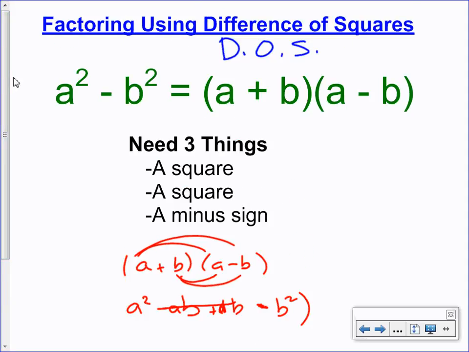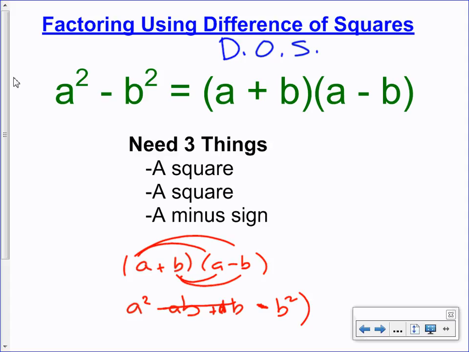Two squares, difference means minus in the middle. It will not work if it's a sum of squares. Notice we're not even talking about it when there's a plus in the middle. If there's a plus in the middle, you can't break it up like that because the terms won't cancel out. The minus is what makes the middle cancel out.